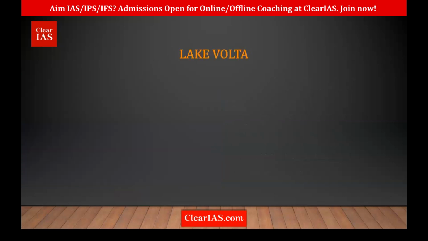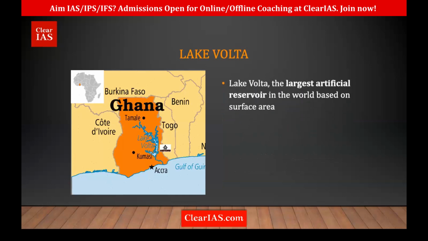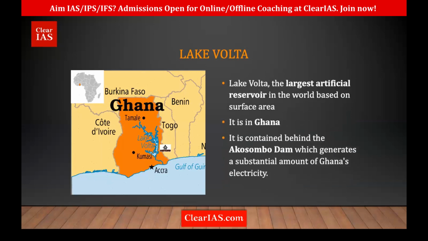Then we spoke about Lake Volta. It is in Ghana. It is the largest artificial reservoir in the world based on surface area. Also remember, it is on the Akosombo Dam. It is an artificial lake. Because of the creation of this Akosombo Dam, Lake Volta was created. Clear? You must remember at least these lakes when you are going for prelims.